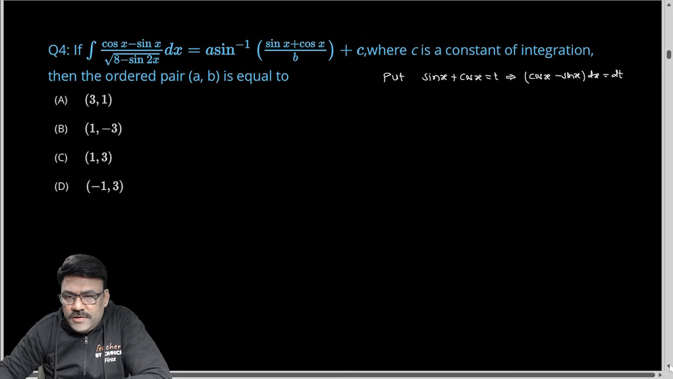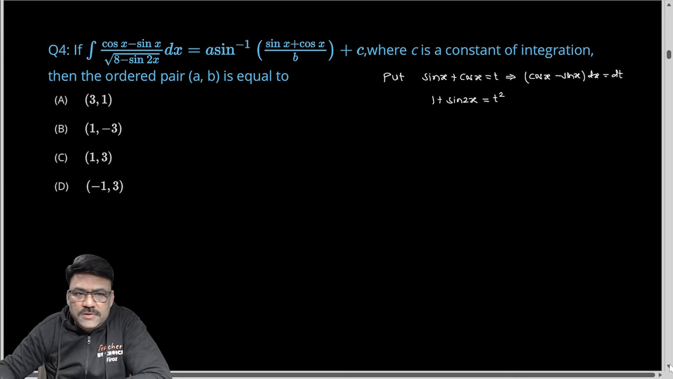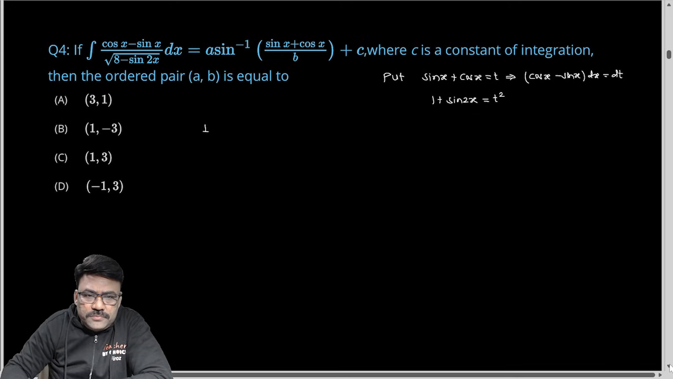And when you do squaring here, (sin x plus cos x) whole square is t square. So sin square x plus cos square x is 1, and then 2 sin x cos x is sin 2x. So 1 plus sin 2x is t square. Just do squaring both sides. So now what is the integration?